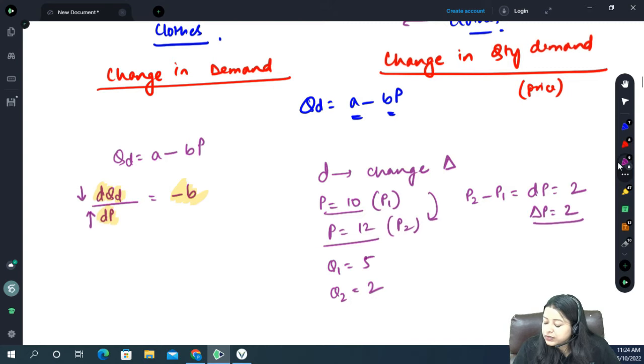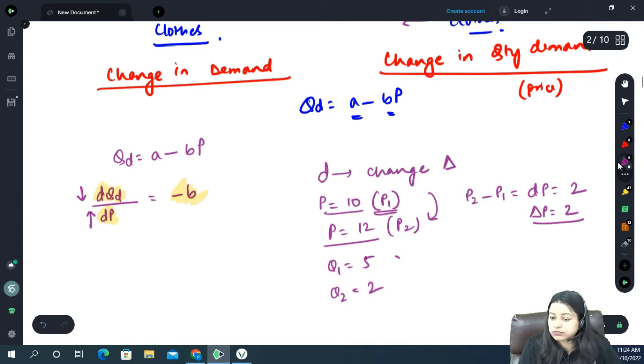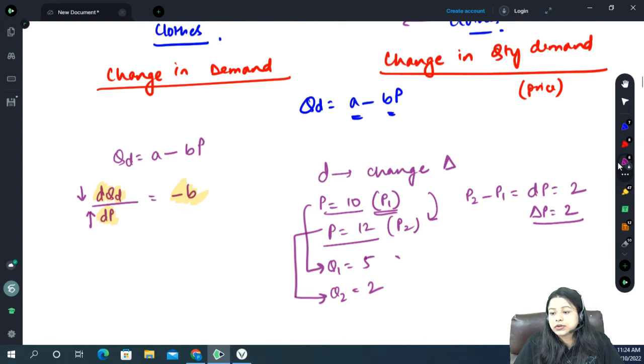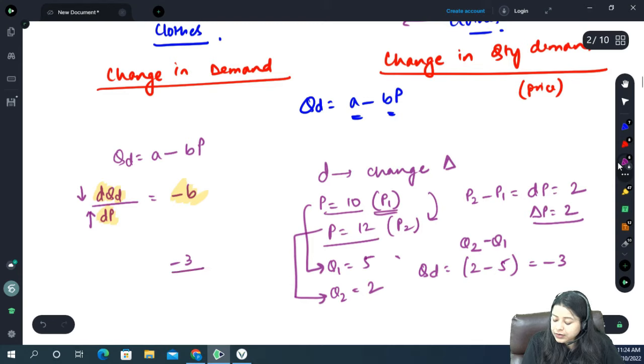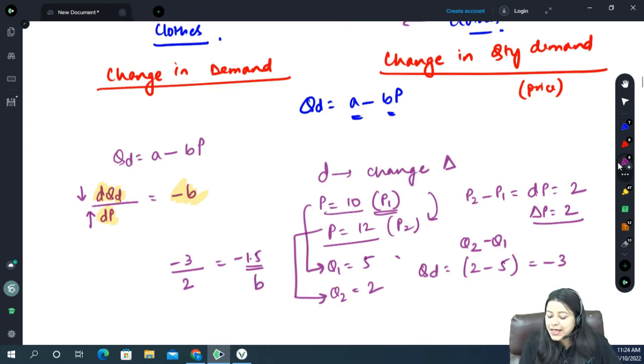Clear? So earlier when the price was 10, my quantity demanded was 5. Here when my price was 12, my quantity demanded is now 2. So what is the change in quantity demanded? 2 minus 5, minus 3, Q2 minus Q1, minus 3. So minus 3 divided by 2 will give me how much? So this is my B. And that is why minus.